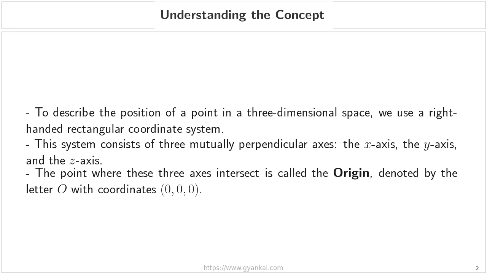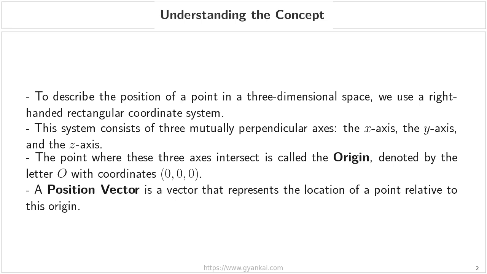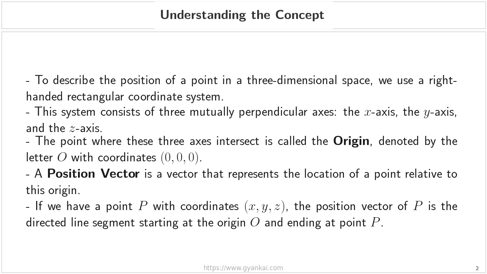This brings us to our main topic, the position vector. A position vector is simply a vector that represents the location of any point specifically in relation to this origin. So if we have a point, let's call it point P, with coordinates x, y, and z, the position vector of P is the directed line segment that starts exactly at the origin O and ends at point P. In the next slide, we will look at the specific mathematical notation we use to write this down.